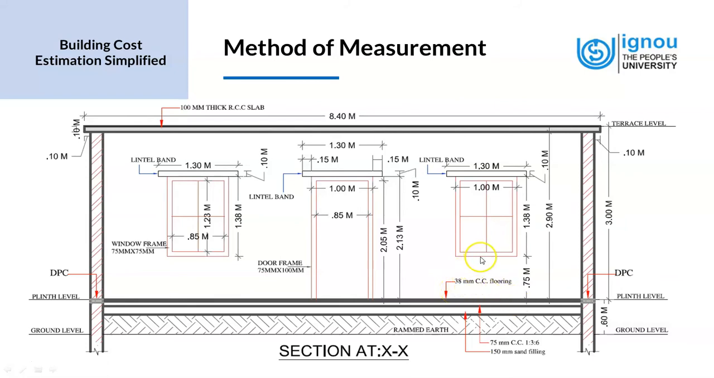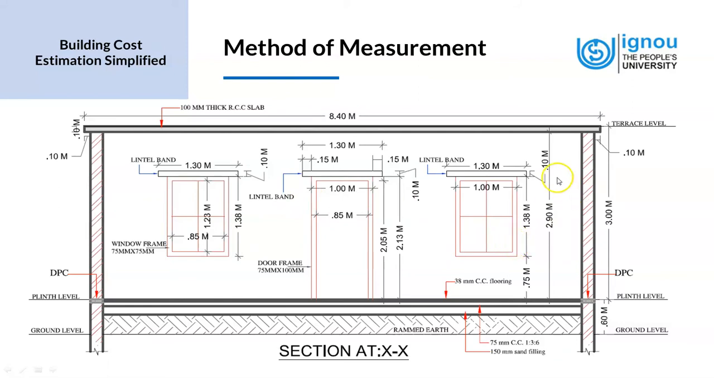Then we come up to the level above. We have the sill level at 0.75 meters, which is the level at which the window rests. That's at 75 centimeters. The rest of the dimensions are the same as what we have seen; the dimensions of the doors and the windows have been discussed in the previous slides.